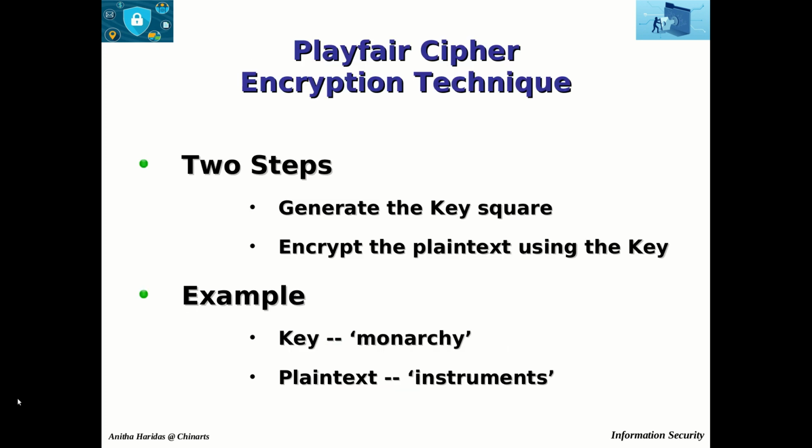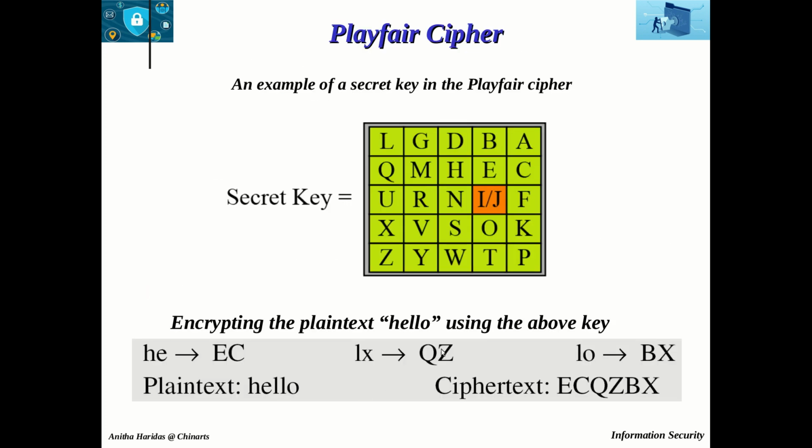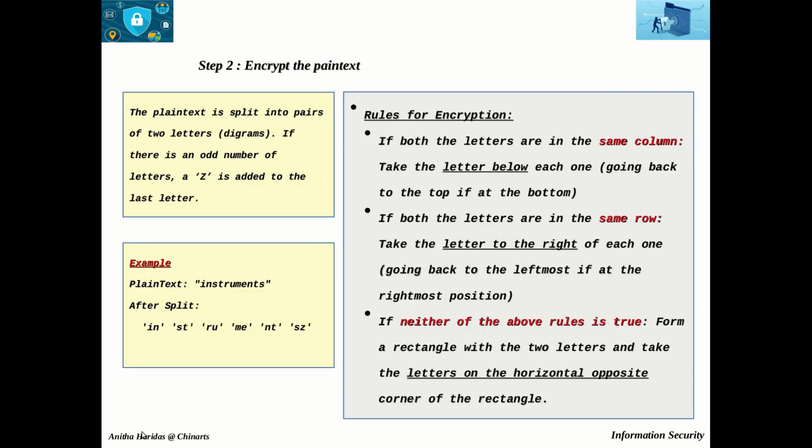In the previous example for HELLO, we added the bogus character X. But here I am going to have the bogus character Z. So it depends on the designer. Then what are the rules for encryption? Let us see. If both the letters are in the same column, we are going to take the letter below each one, going back to the top if at the bottom.